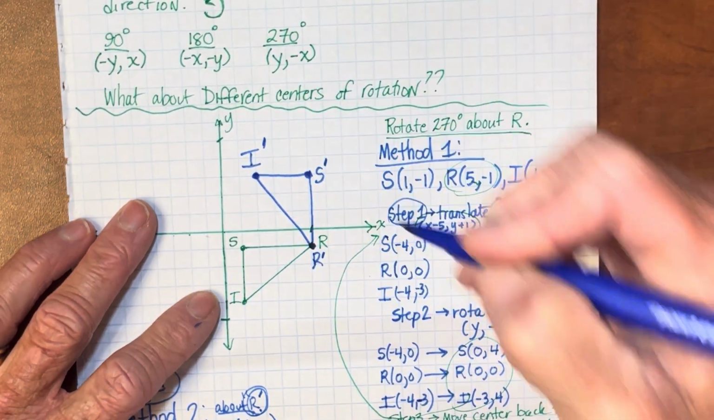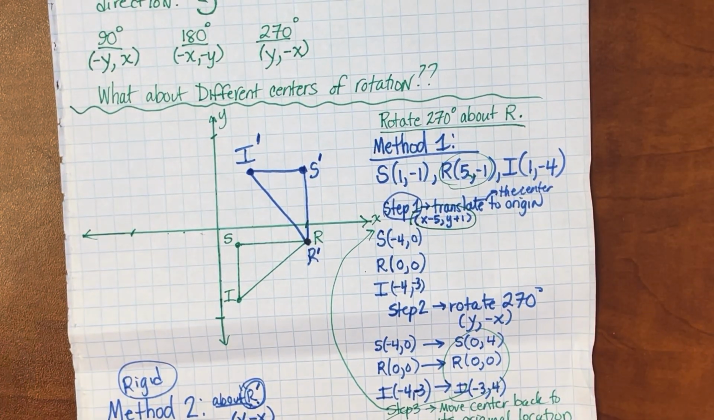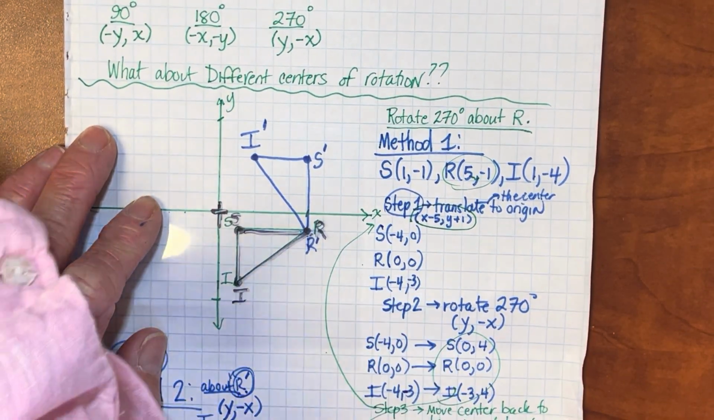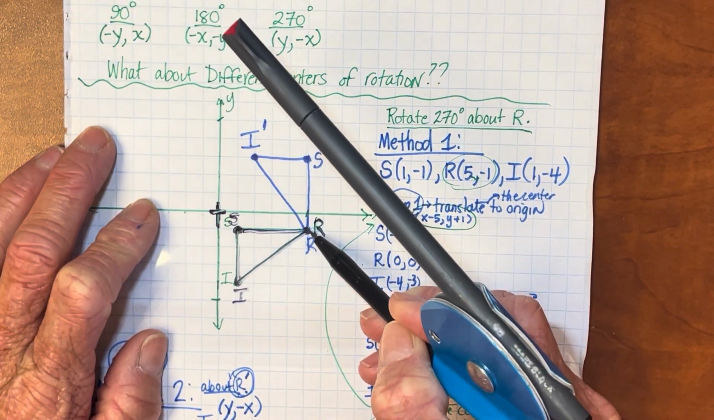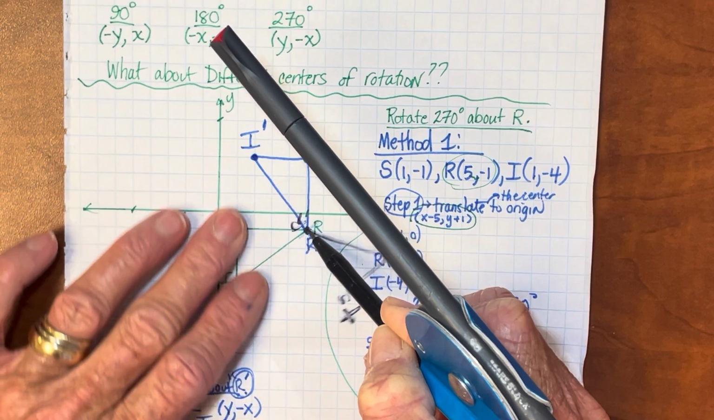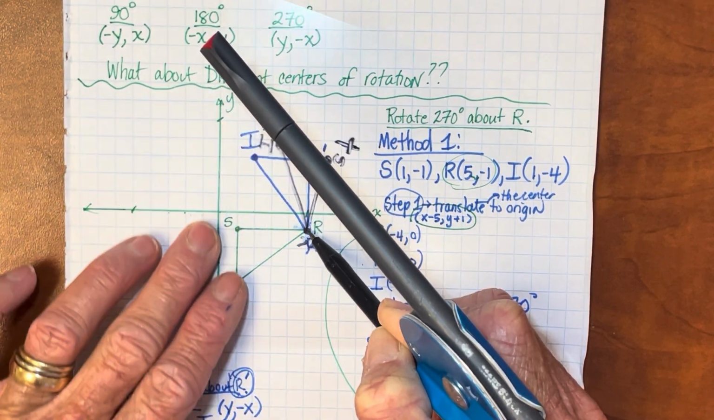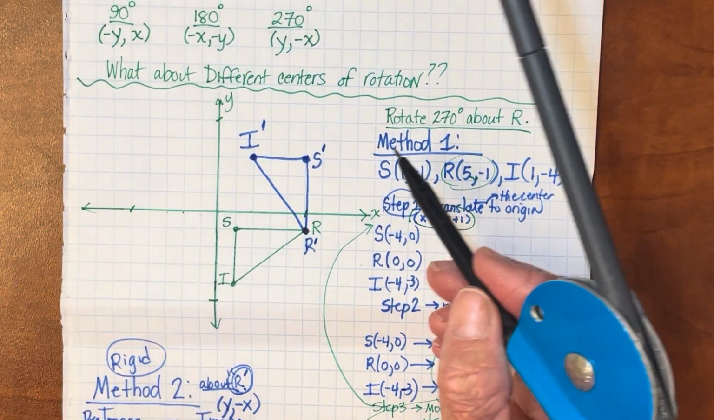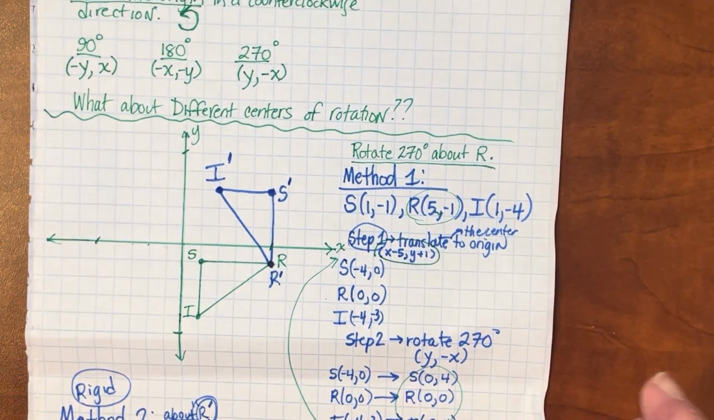And there it is. And if I just do my transparency paper one final time, I can remind you that sure enough, if I hold this at R and I rotate 90, 180, 270, that's where I land. Okay? All right. So we'll practice.